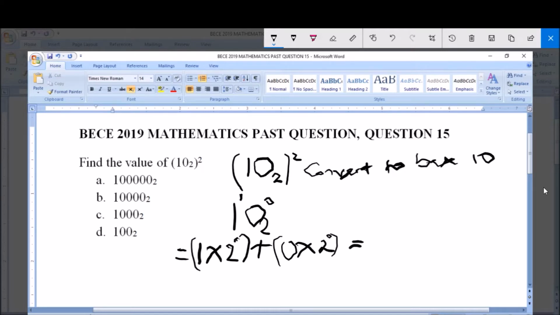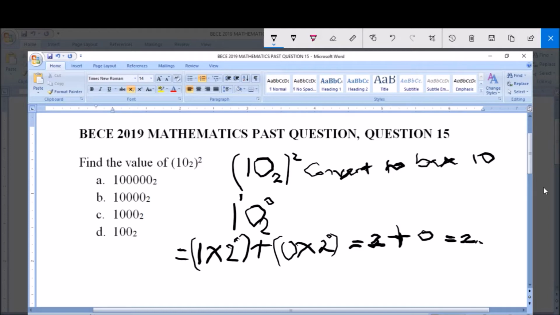So this will give us what? 2 raised to the power of 1 is 2, and 2 times 1 will give us 2. Plus, we have 2 raised to the power of 0, and you know anything raised to the power of 0 is 1, and 1 times 0 is 0, so plus 0. So therefore, we have 10 base 2 is equal to 2 in base 10.